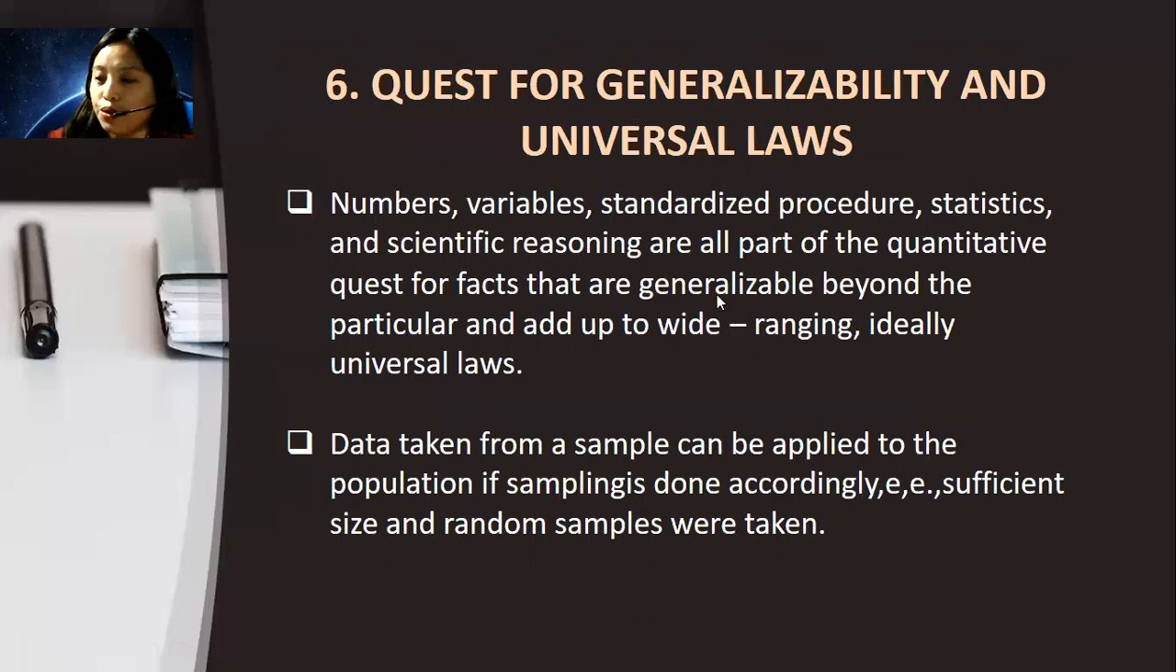Quest for generalizability and universal laws. So numbers, variables, standardized procedures, statistics, and scientific reasoning are all part of the quantitative quest for facts that are generalizable beyond the particular and add up to a wide-ranging idea or the universal law. And the data taken from a sample can be applied to the population if sampling is done accordingly, for example, with sufficient size and random samples taken.